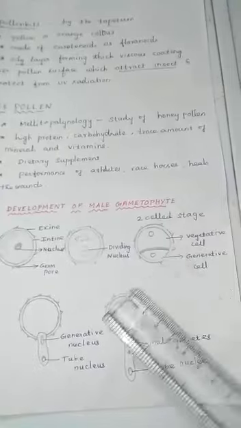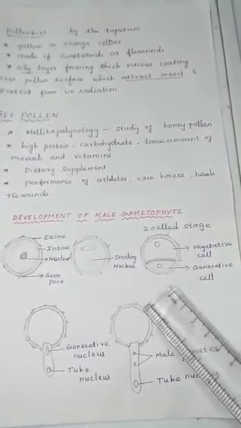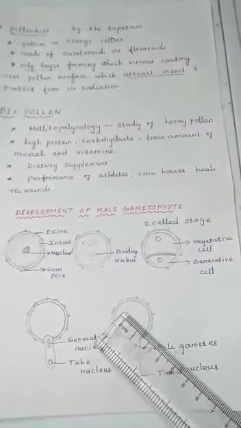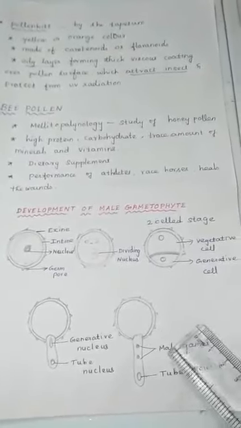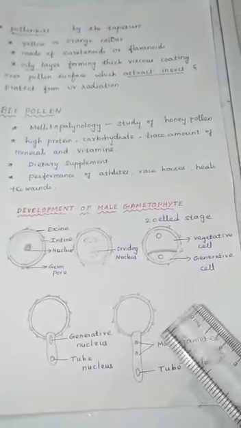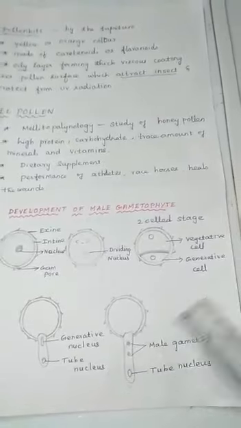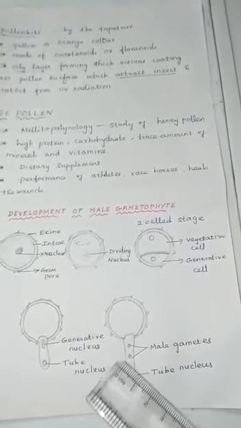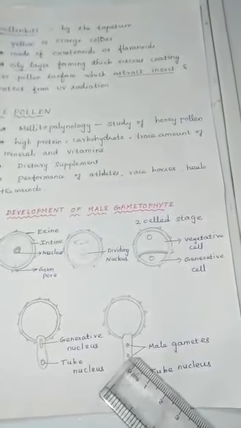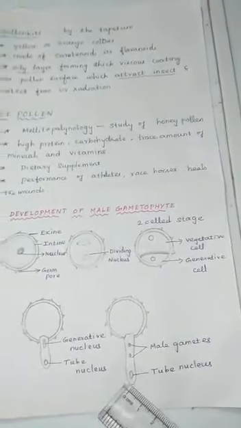This is one type. Some other time, as soon as the two cells are formed, the generative nucleus will divide and it will form two male gametes. It will become a three-celled stage. At this stage also, the pollen grains will fall on the stigma. Here also the pollen tube germinates and the male gametes are able to reach the embryo sac.